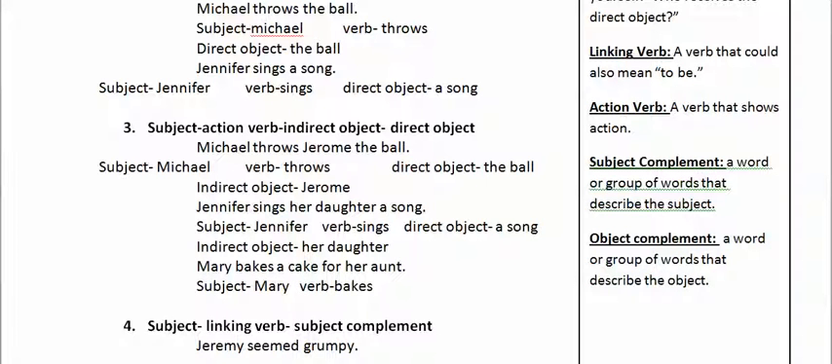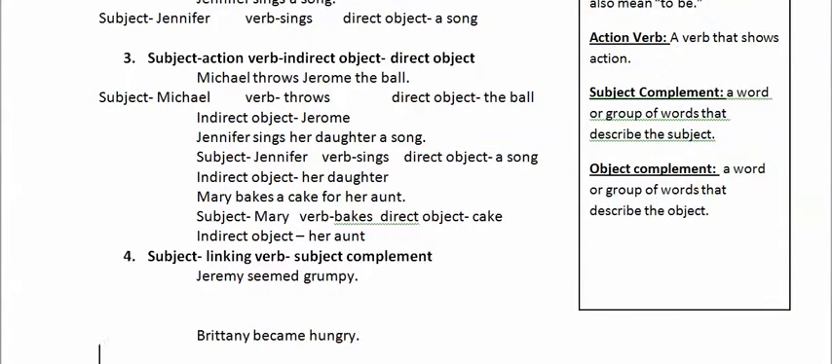And now I'm trying to figure out direct object versus indirect object. So if I'm trying to find out what the direct object is, I ask, what is having the action done to it? What's receiving the action? And the answer to that question is the cake. So the cake is the direct object, and the indirect object is her aunt, because she is receiving the direct object.